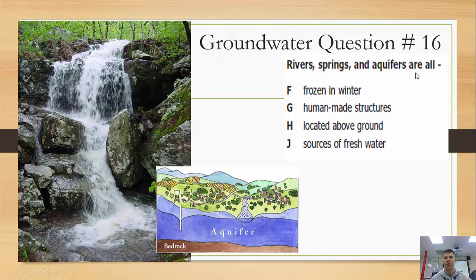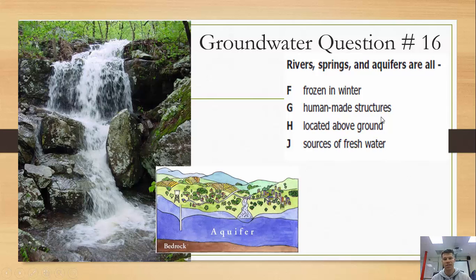Rivers, springs, and aquifers are all... okay, we just got to know what those three things are. A river, everybody knows what a river is, so we won't go over that one. Springs, you have a little picture of a spring right here, and that's some cold mountain water flowing to a certain location. An aquifer is an underground water source, like in this picture right here. Sometimes you can put a well into it to get this groundwater out. So rivers, springs, and aquifers are all frozen in the winter. Okay, let's see if there's a better answer.